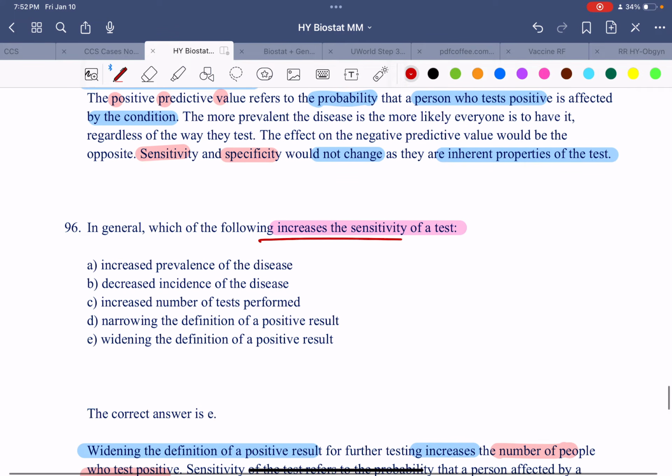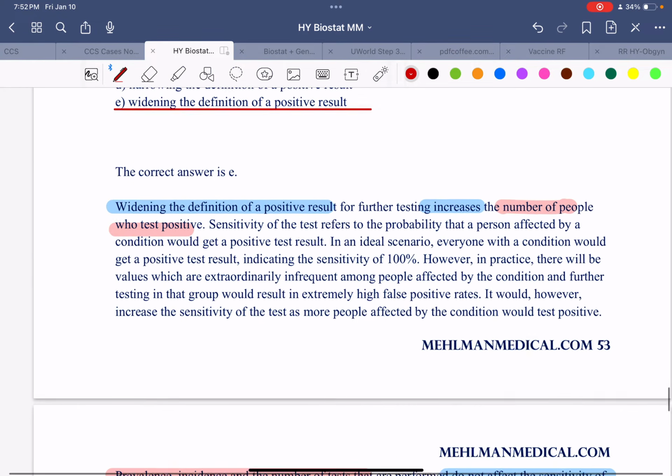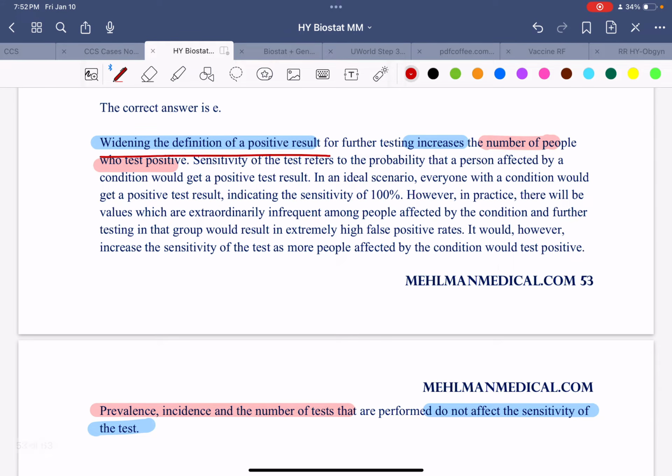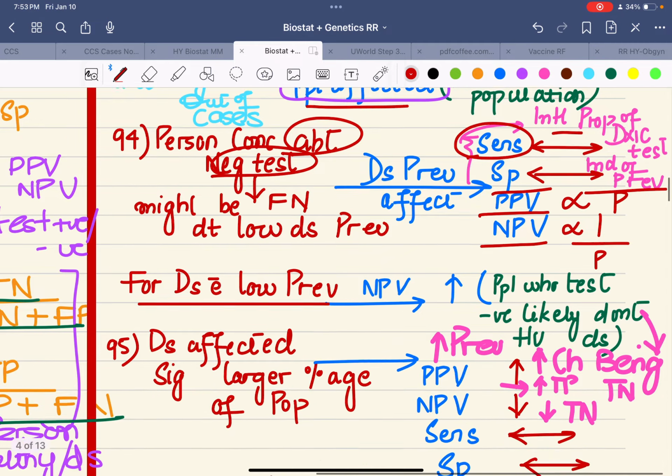In general, which of the following increases the sensitivity of a test? In order to increase the sensitivity of a test, what should you do? You should widen the definition of a positive result, right? Then more people are going to be screened in and more people are going to test positive. Suppose we are widening the range of the people who are in the diabetes range, we are going to lower the blood sugar value on this side and make the blood sugar value higher on that side. Then it's going to make the test more sensitive whenever we widen the definition of a positive result. Whereas, of course, prevalence, incidence, and the number of tests performed do not affect the sensitivity. Sensitivity is just affected by the range of the numbers, right?